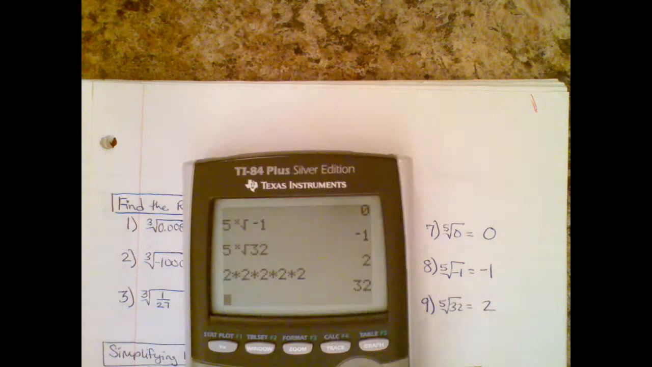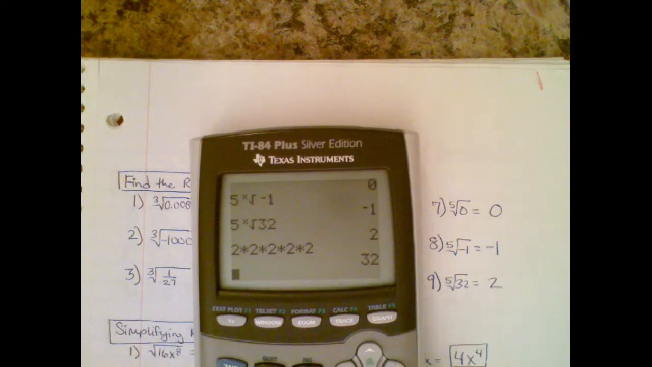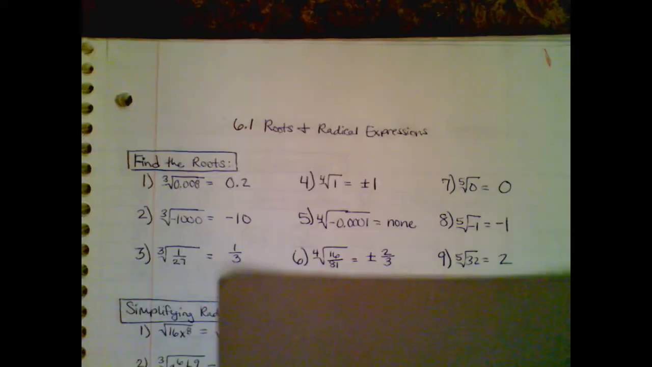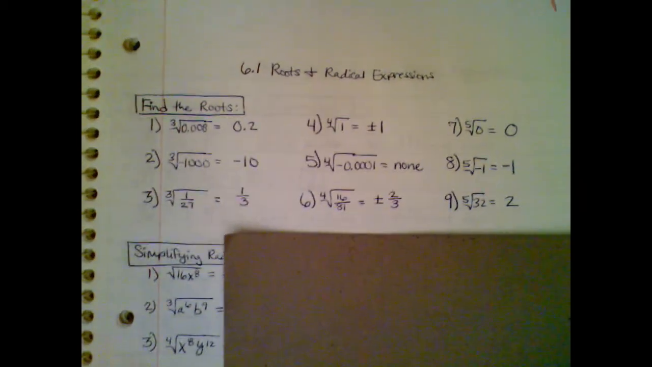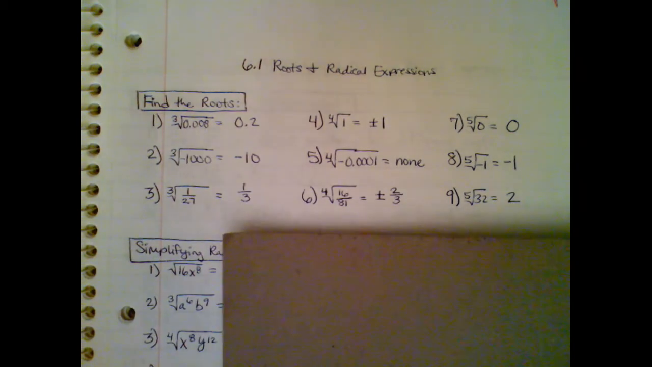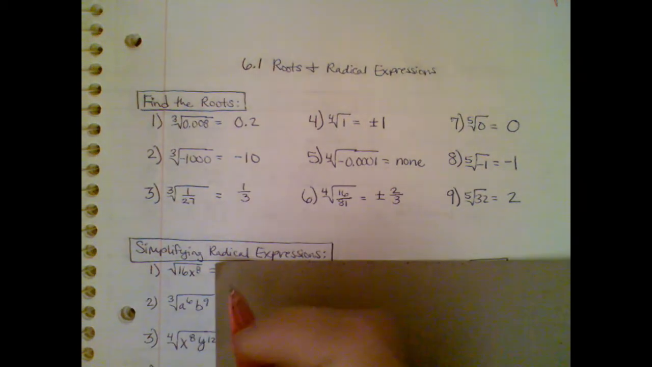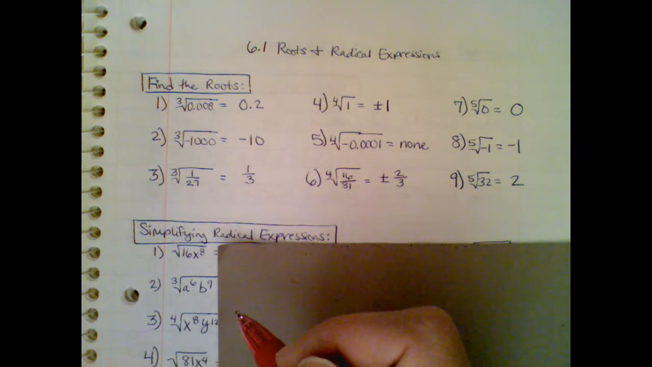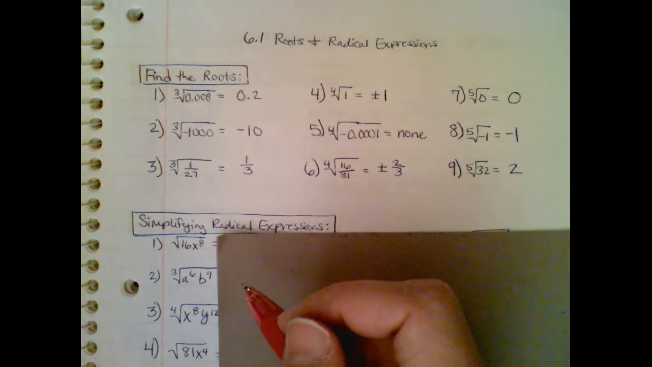Alrighty, this next part we're going to start adding in variables with it. The variables we will not be able to do on the graphing calculator, so we want to make sure that we understand what a radical actually is doing. So if you can think back to probably middle school when you had to do the factor trees, we're going to be making factor trees.